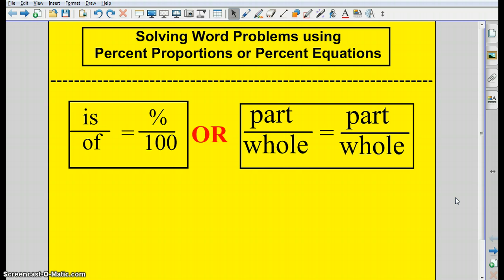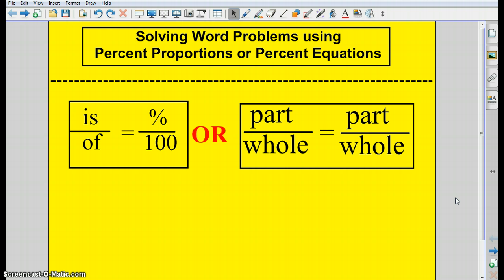Just for about 30 seconds or a minute, I want to provide a quick refresher on the basic formula that we use to solve percent proportions. You see the is over of equals percent over 100. Or as I like to say, the more practical way, the part over the whole equals the part over the whole. And I say that because a percent is a part out of 100.